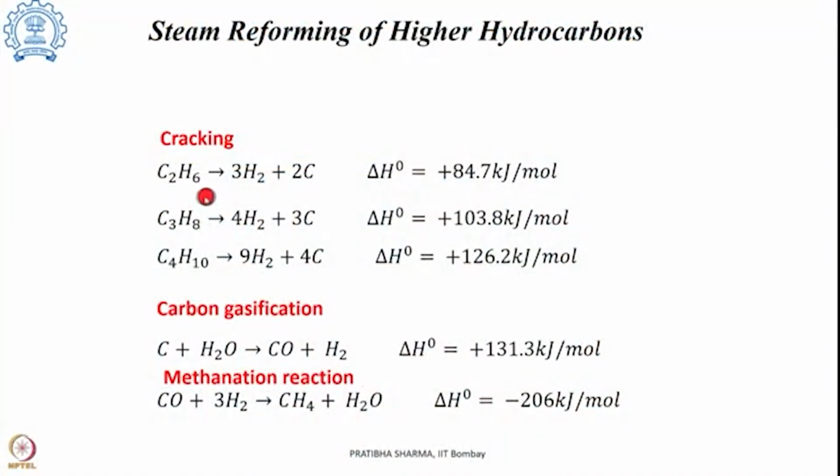Other than the reforming process that occurs in the primary reformer, there are several other processes that can occur like the cracking. So these hydrocarbons, ethane or propane or butane, they can crack to give carbon and hydrogen. Carbon gasification can also occur in the reactor. At the same time, methanation can also occur, wherein the carbon monoxide which is formed can again react with hydrogen giving methane.